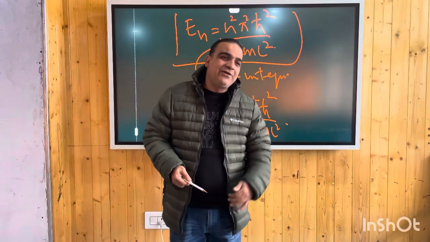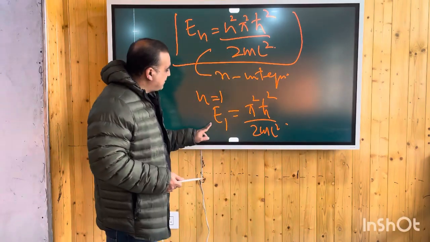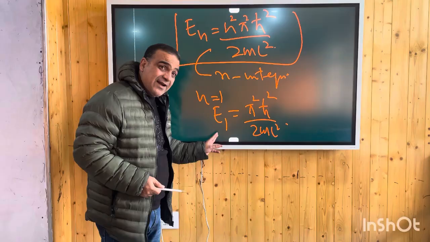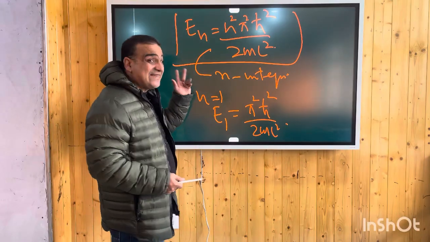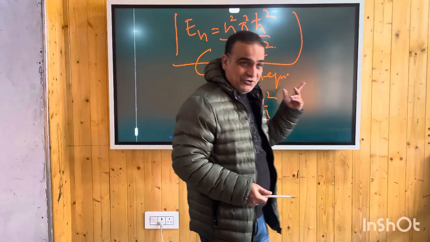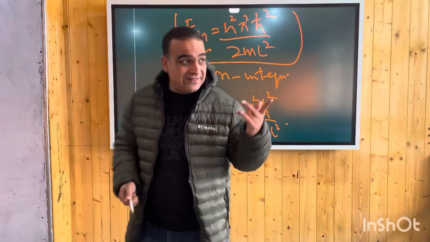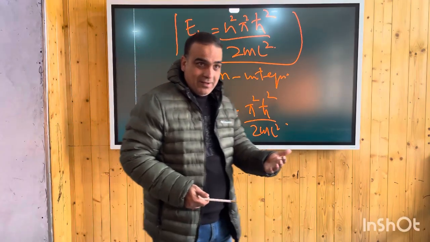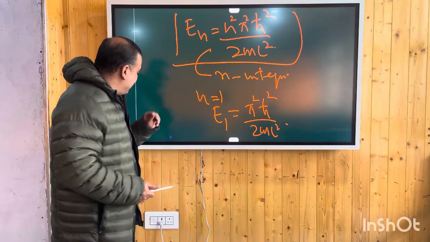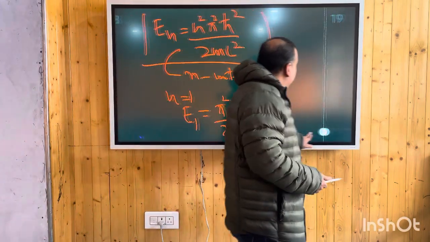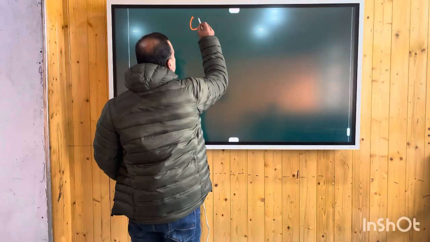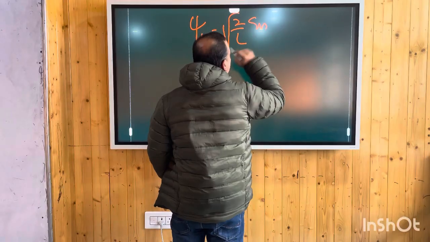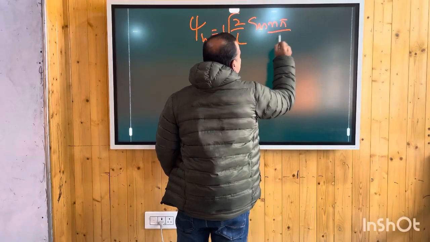Now, a question may arise in your mind. Is E1 the ground state energy? Can't there be something like psi 0? Can't there be something like E0? This is something that bugs us. You can think about it. So if I write down my eigenfunction, what is that? Psi n is under root of 2 by L sine of n pi by L times x.